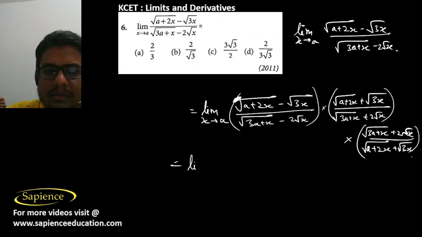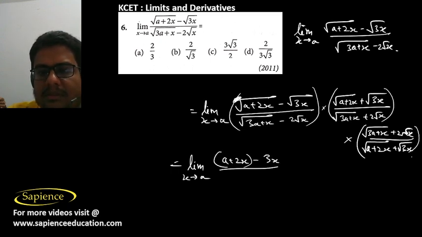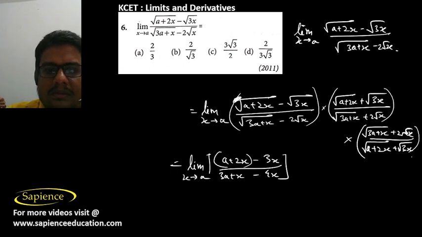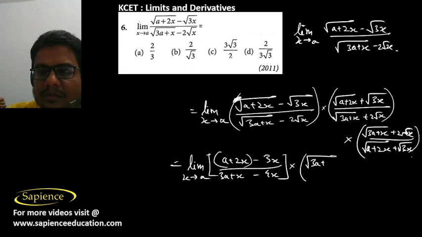So then this will be limit x tends to a, a plus 2x minus 3x divided by 3a plus x minus 4x, into root over 3a plus x plus 2 root x divided by root over a plus 2x plus root over 3x.